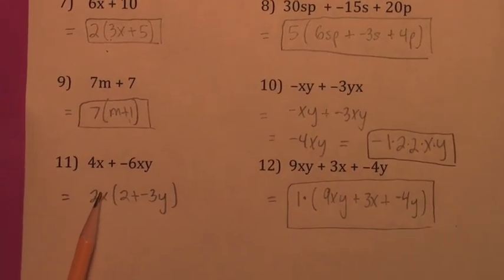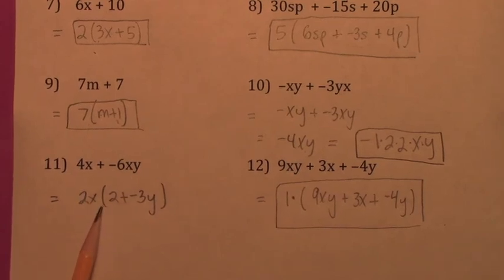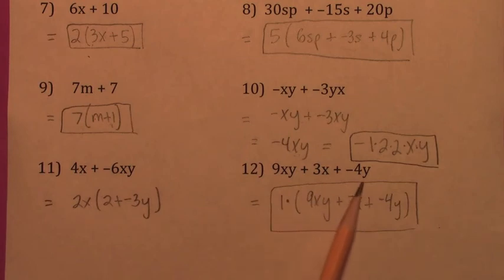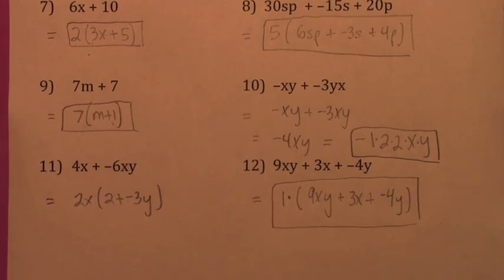This one, you'd take a 2x out. If you just took a 2 out, it would be marked off a little bit. And this last one, there is no common factor. See? There's no number that goes in all of them except 1. So you could write as 1 times this, or you could also say can't be factored. Either one's fine.